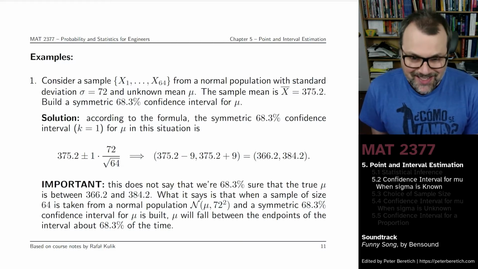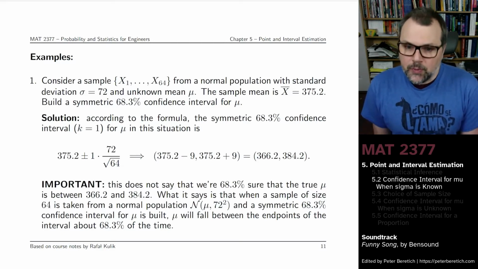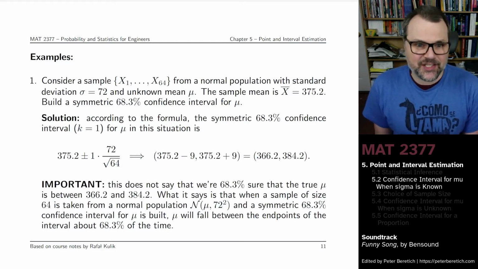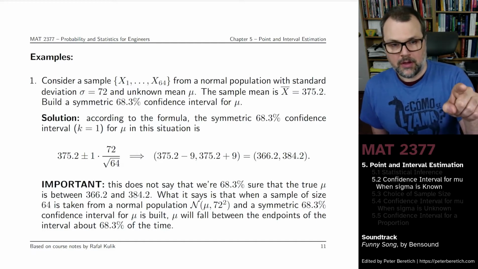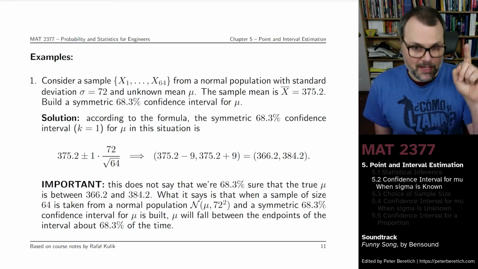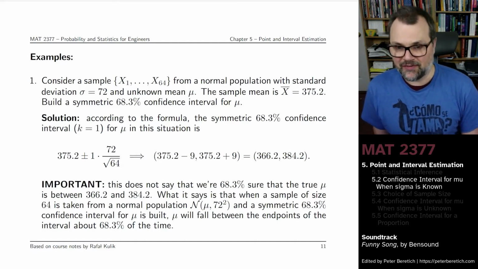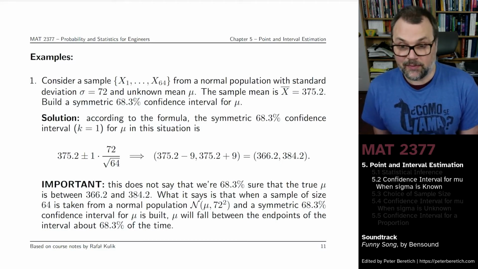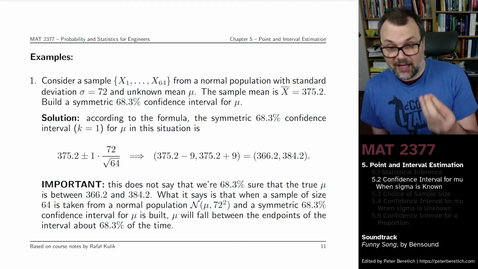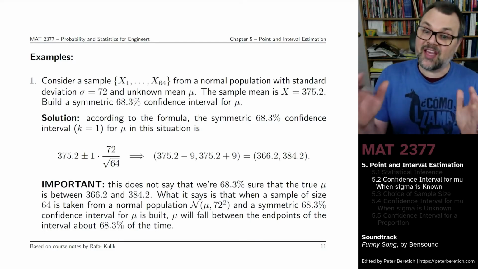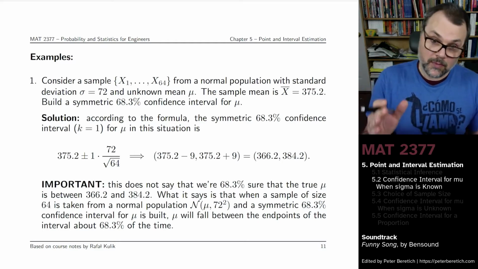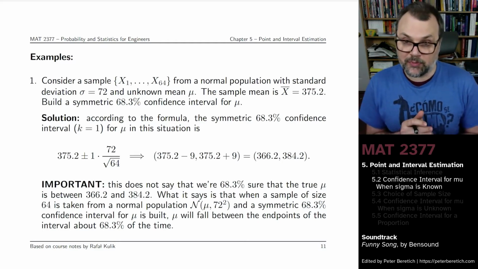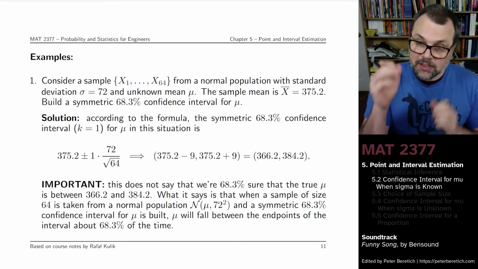What this is really saying is that whenever you pick a sample of size 64 from a normal population that has a standard deviation of 72, and whenever you build a 68.3% confidence interval for mu, the true value will fall between whatever the endpoints of the interval are, about 68.3% of the time. Do you see the distinction?